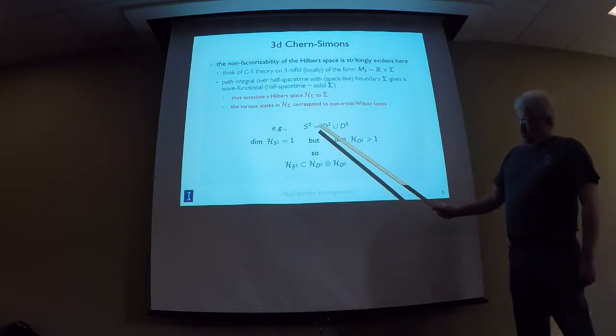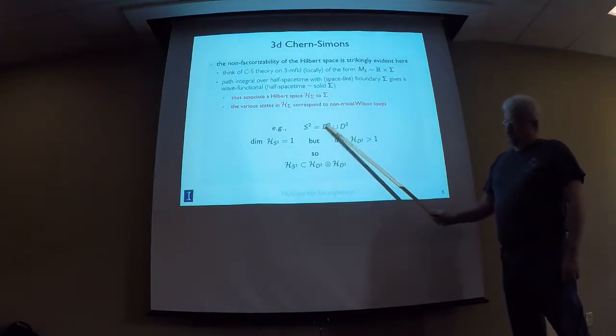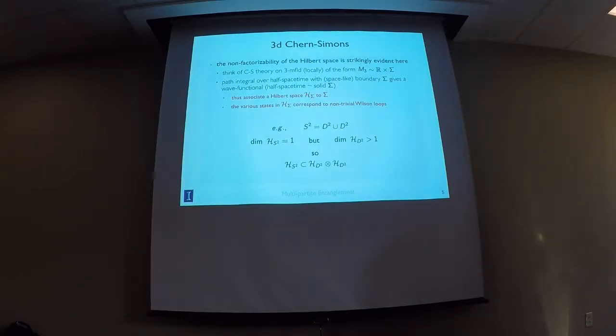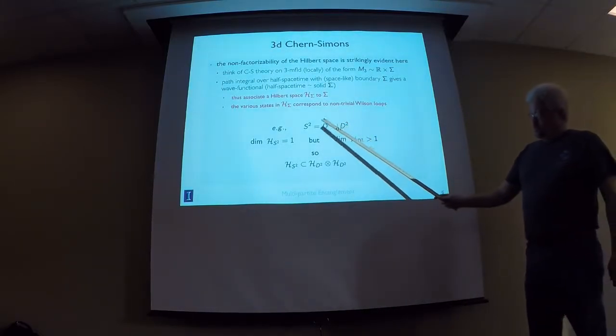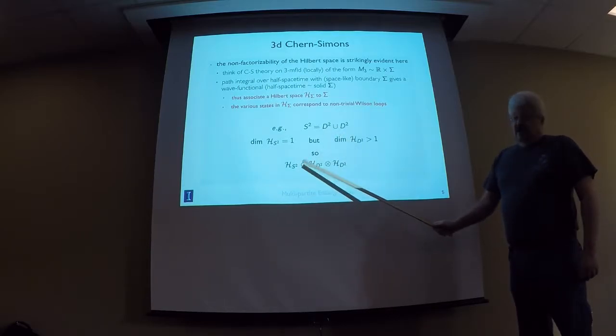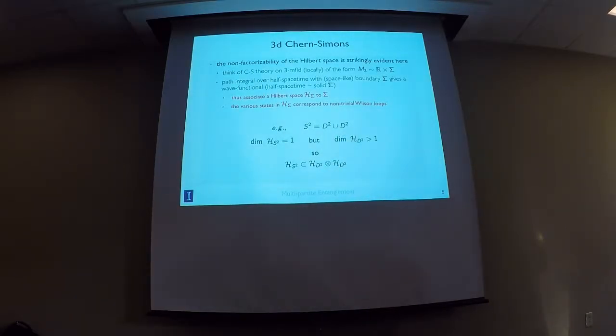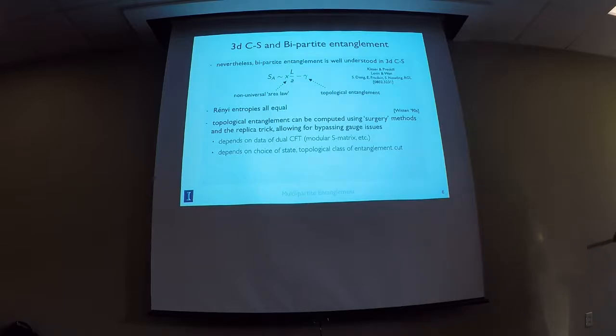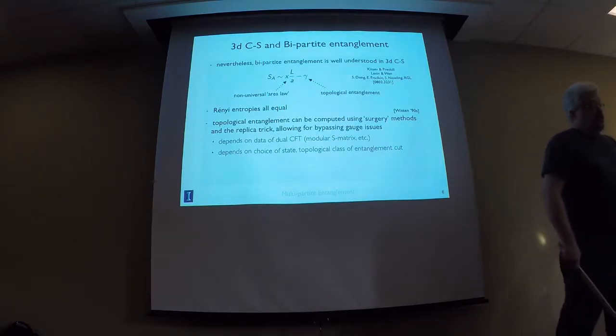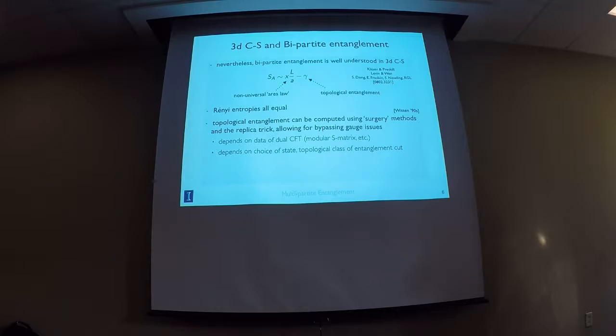So even though you take the union of these two spatial regions, you don't get that the Hilbert spaces are just the product. In fact, it's a very small subset of the Hilbert space of the product. Nevertheless, the bottom line is that it's complicated to talk about entanglement entropy in gauge theories, but this bipartite entanglement is well understood, and this is something that we worked on many years ago.